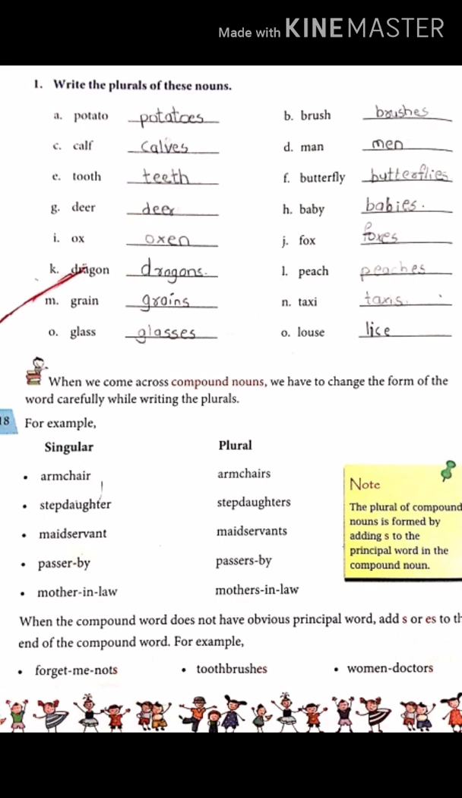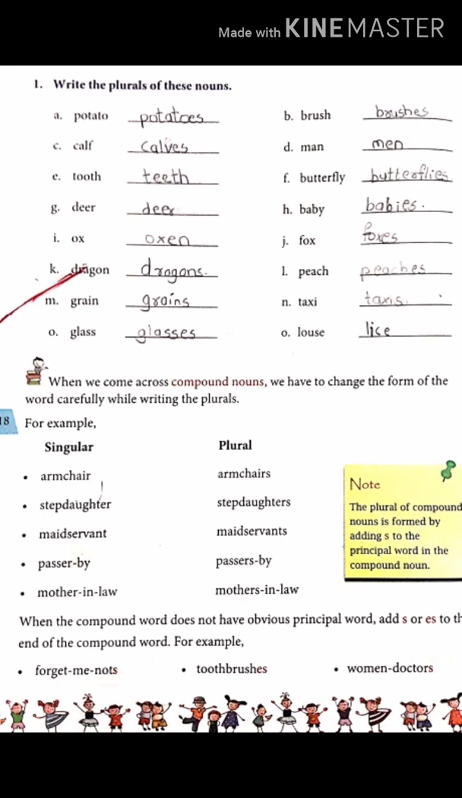Children, some compound nouns appear as one word. Armchair, stepdaughter. Remember, a compound noun can be proper or common. Today, let us learn how to change the compound nouns into singular and plural on page 18, 19 of your textbook.